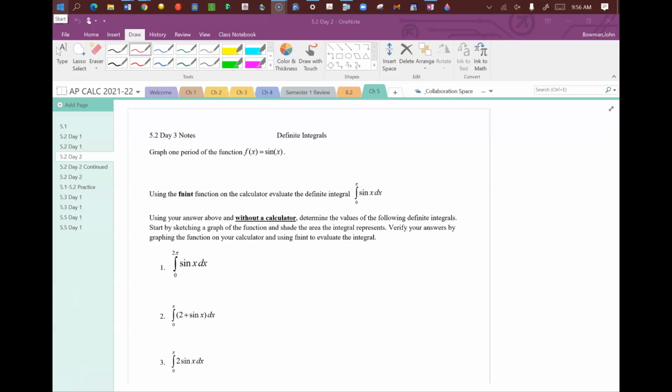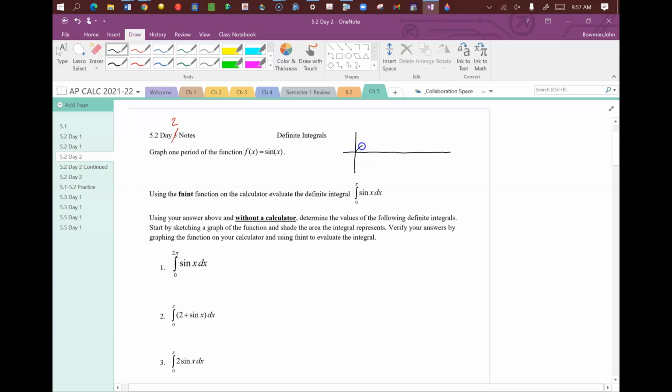Hi everyone. In day 2, this says day 3, but it's day 2 of section 5.2, we are going to use geometry to find exact areas between a function and the x-axis. So to start out with, we are going to start by graphing one period of the sine function. So we will put an x and a y-axis up here.